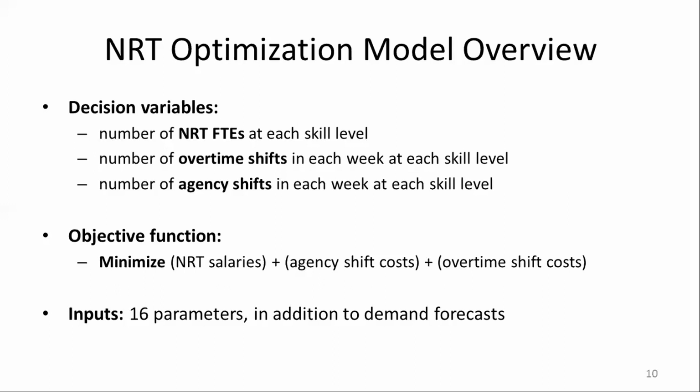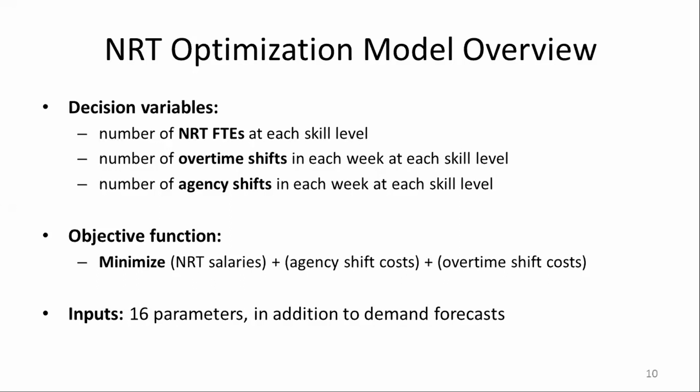The demand forecasting component of the model produces, in each week over the planning horizon, the predicted number of nursing absences that we would see in the hospital. These forecasts are then fed into the optimization component of the model. Mathematical optimization in general does the following. It identifies values for a set of decision variables which minimize or maximize some objective function.